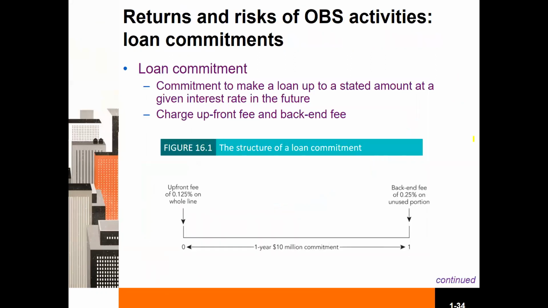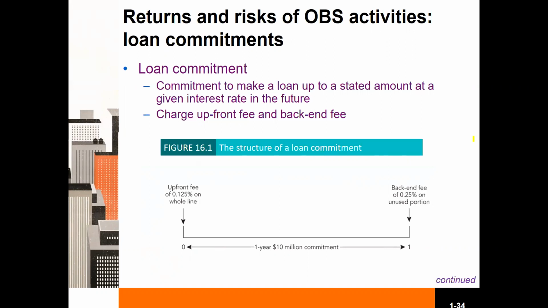Now, the risk and return associated with off-balance sheet activities. In this video, I will be talking about the risk and return associated with loan commitments, and in subsequent videos, I will be discussing risk and return associated with other off-balance sheet activities. As I indicated earlier, nowadays most business loans are made by firms drawing down pre-negotiated lines of credit or loan commitments rather than borrowing on a spot loan basis.